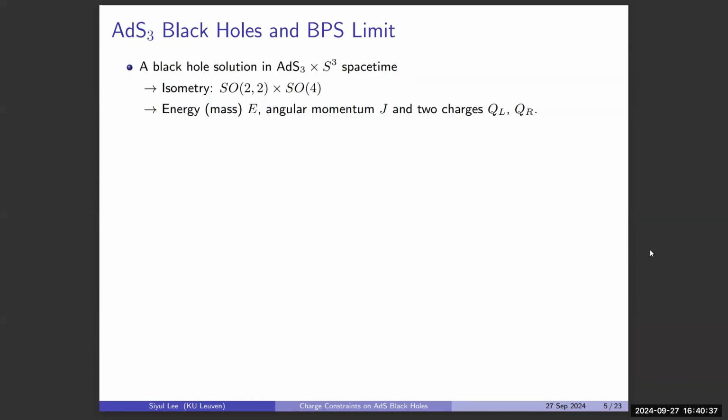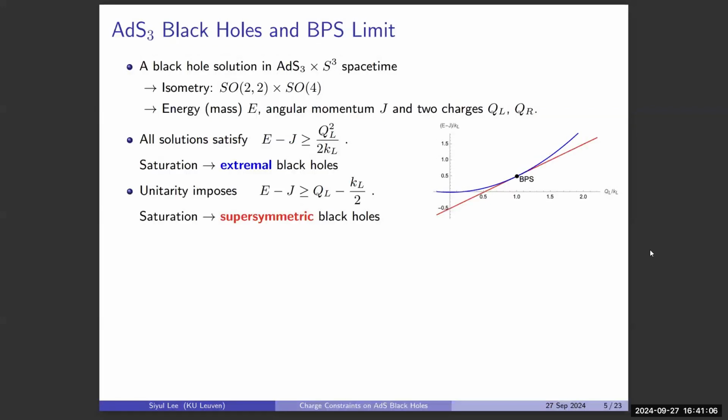Let me start by introducing the main character, the black hole on the gravitational side and its supersymmetric limit. The black hole solution that we have in mind lives in AdS3 times S3 spacetime. And from the isometry of this spacetime, we can read off well-defined conserved quantities: from SO(2,2) on the AdS3 side, we have energy and angular momentum, and from the S3 side, we have two left and right R-charges.